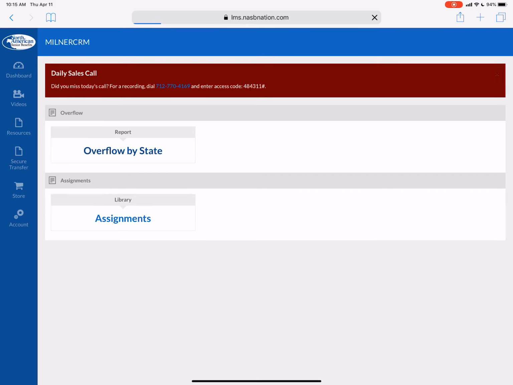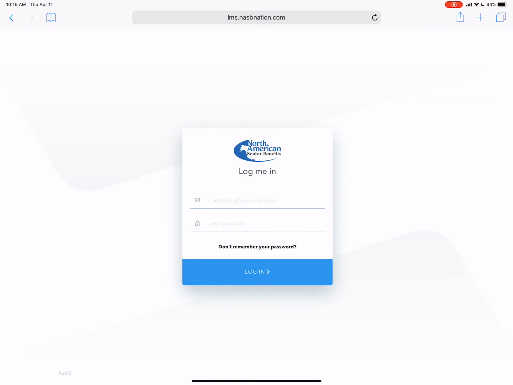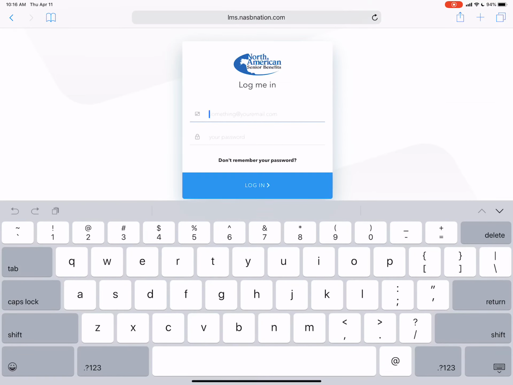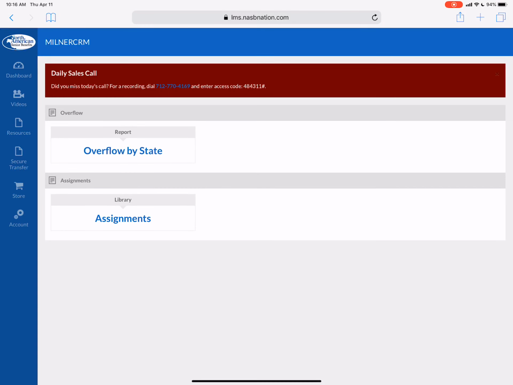So hopefully this works. Overflow by state. Oh, it wants me to log in again. One second, guys. Sorry about this. I was already logged in, but I guess I was idle for too long and it logged me out. Give me a second. All right.